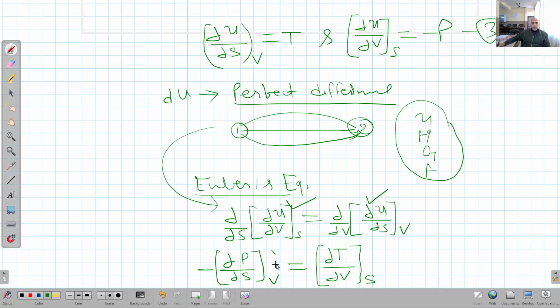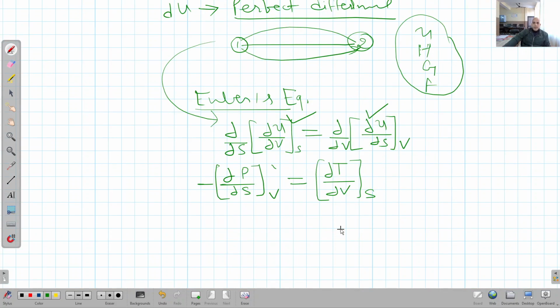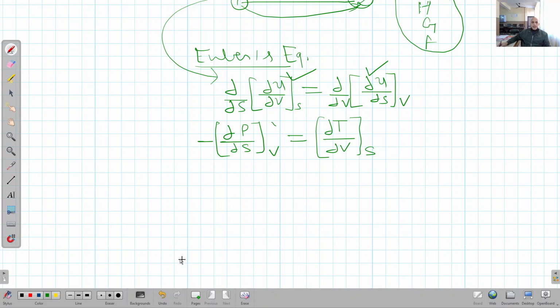Clear? So this equation becomes curly P upon curly S at constant V, that should be equal to curly T upon curly V at constant S. This relation is called Maxwell's first relation. Clear? Right?